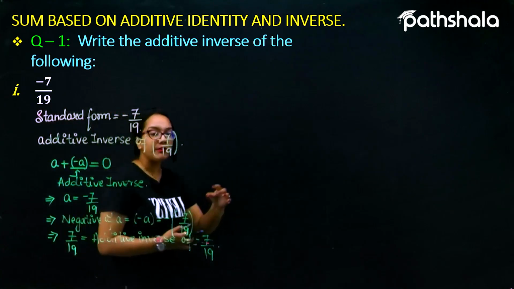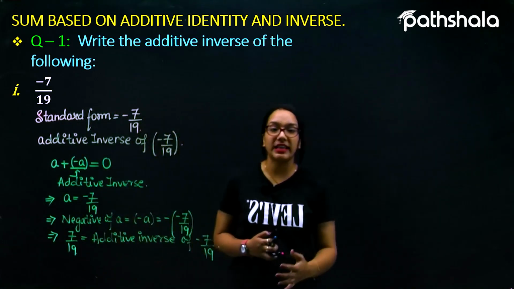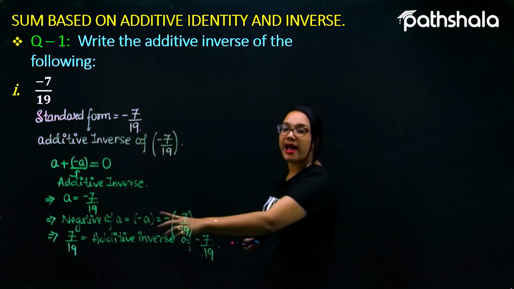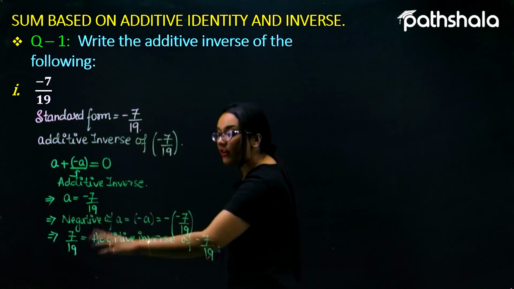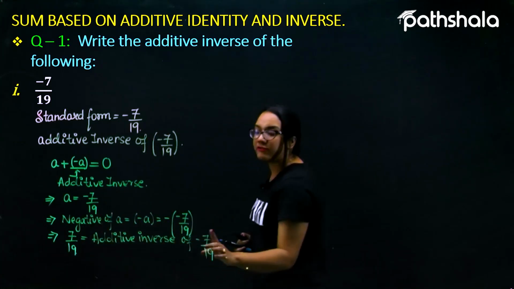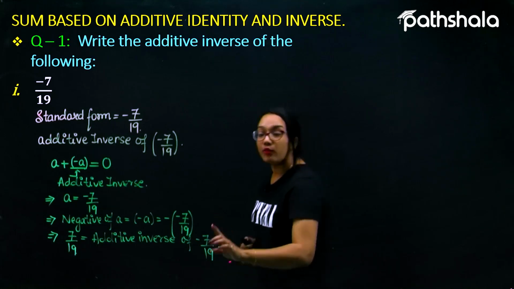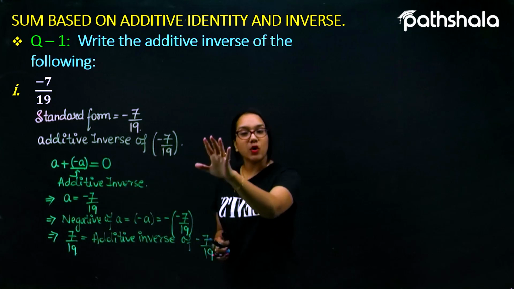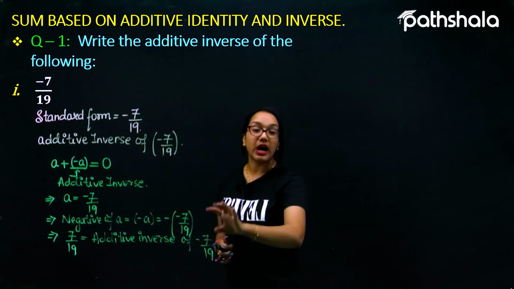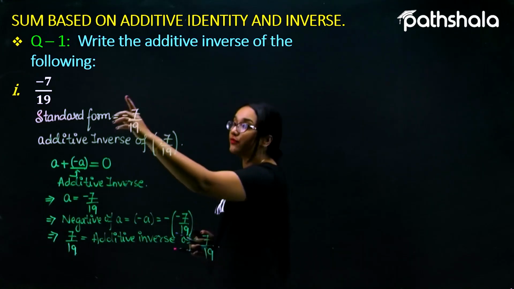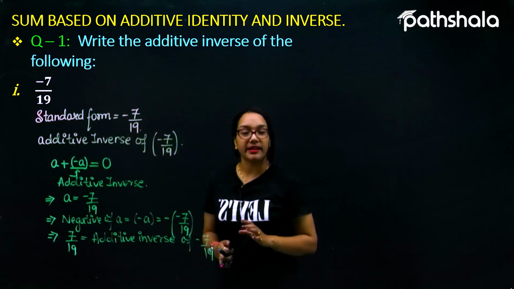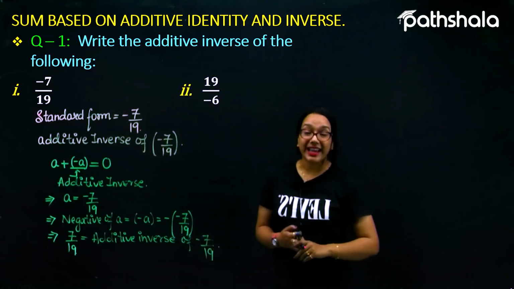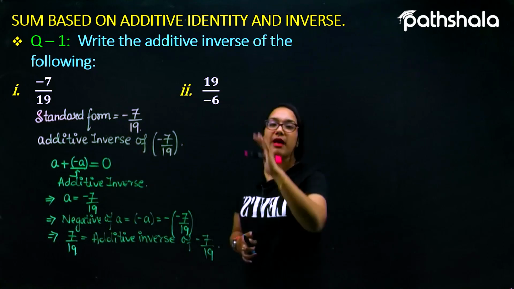So this is my answer. The additive inverse of minus 7 by 19 is 7 by 19, because whenever we add 7 by 19 with minus 7 by 19, we get the answer 0. I guess this concept is all clear to you regarding the additive inverse for the first number, minus 7 by 19. So let's talk about the second part, that is 19 by minus 6.